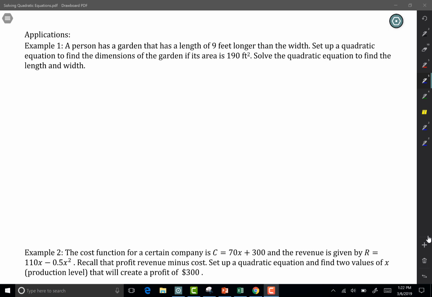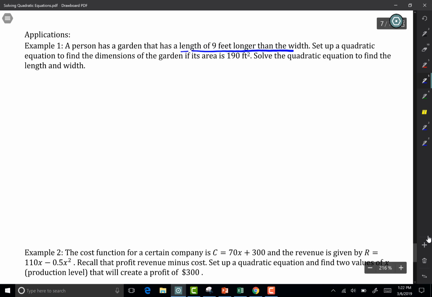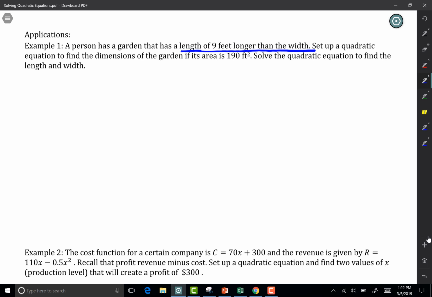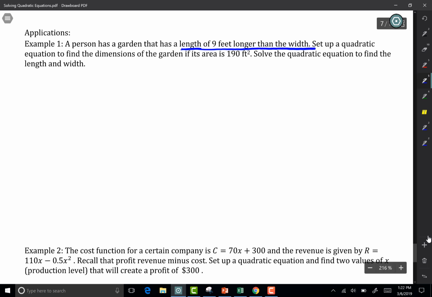In this video, we're going to go through a couple of examples of quadratic applications. And in the first example, it says a person has a garden that has a length that is 9 feet longer than the width. So this is important information right here, so we can set the problem up. I'm going to use this to draw my picture. We're going to set up a quadratic equation, and we're going to use that quadratic equation to find the dimensions of the garden. And it gives us also that the area is 190 feet squared.